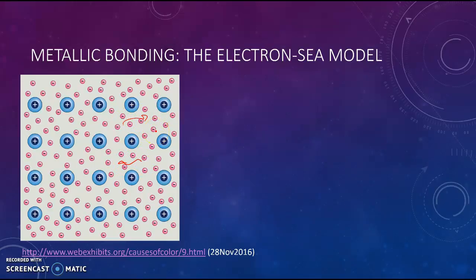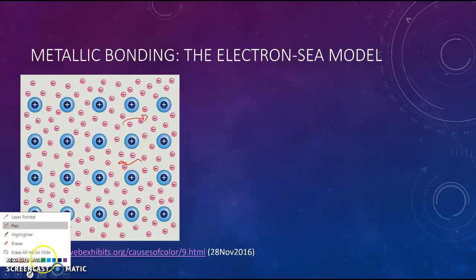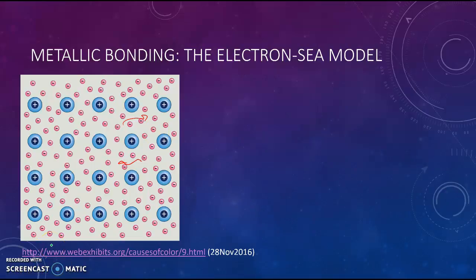And what will happen is these positive core cations will be attracted to these negative charges. And it's this attraction to the sea of electrons, this freely flowing sea of electrons. These electrons are kind of like the glue that holds it all together, and this attraction between the positive cations and the electrons holds everything together. And so the strength of this attraction kind of determines the physical properties of the metal.